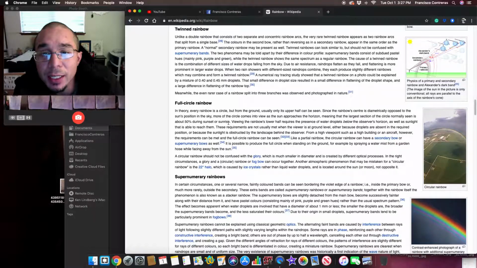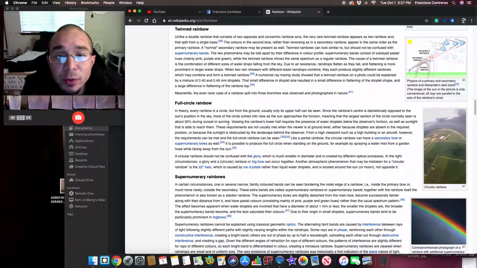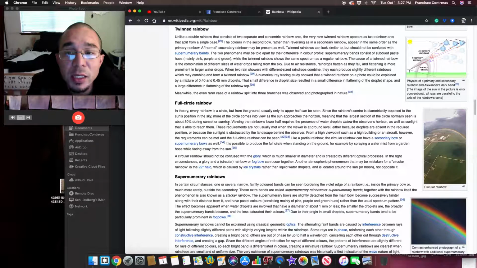Twinned rainbows. Unlike a double rainbow that consists of two separate and concentric rainbow arcs, the very rare twinned rainbow appears as two rainbow arcs that split from a single base. The colors in the second bow, rather than reversing as in a secondary rainbow, appear in the same order as the primary rainbow. A normal secondary rainbow may be present as well.